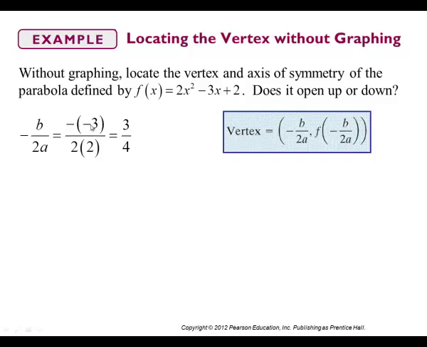So we put minus a -3 here, minus for the minus b/2a. So here's two negatives and they cancel. The a is the 2. So we get 3/4. So that gives us the x-coordinate. It's the axis of symmetry, but it's also the x-coordinate.